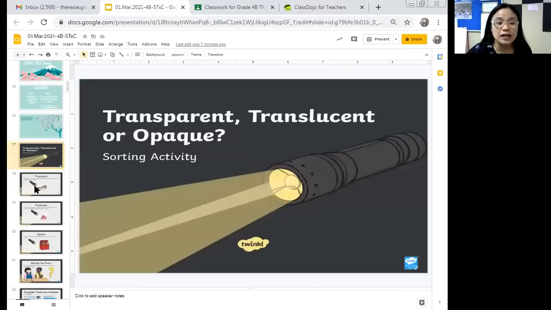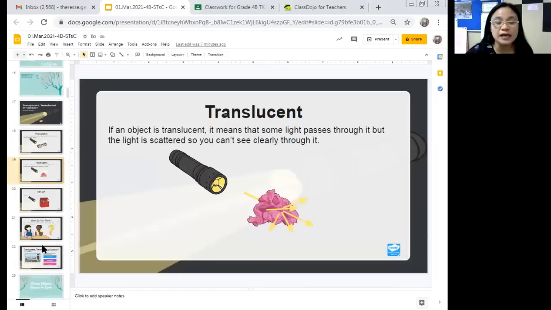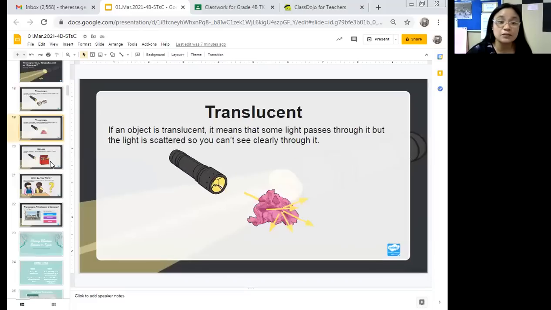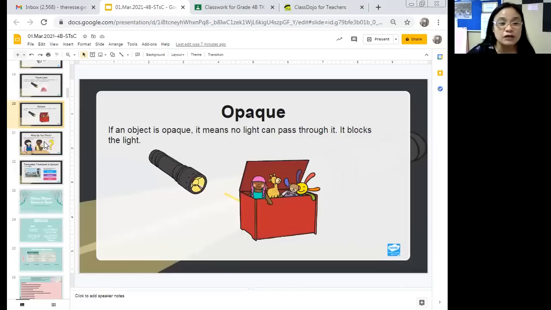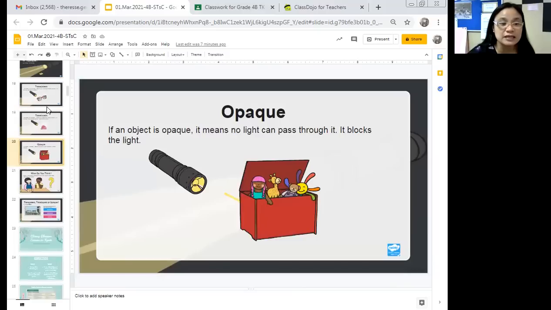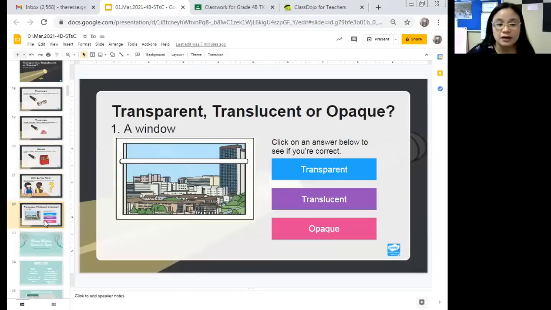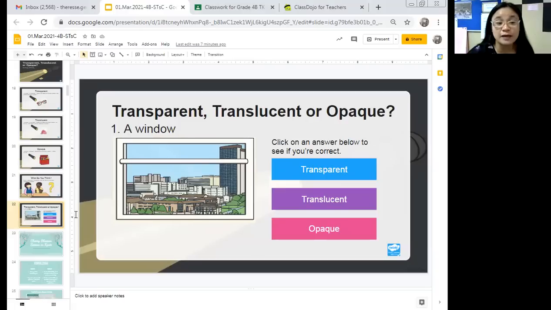Here you will have to answer a series of questions about opaque, transparent, and translucent objects. Here are the definitions of the 3 different materials. I know for sure if you have read these definitions, you will be able to answer the following questions.